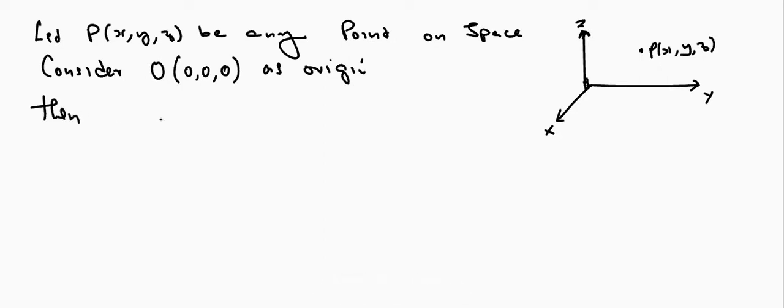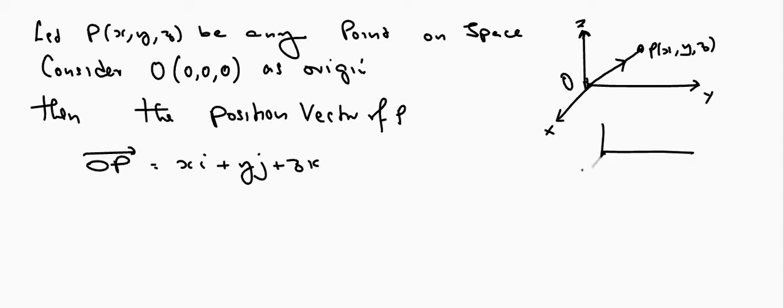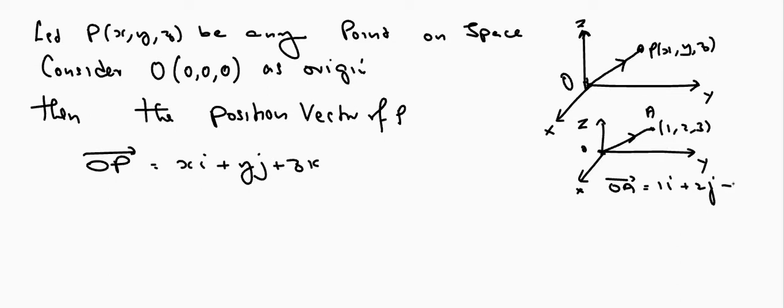Then the position vector of P, denoted by OP vector, is equal to xi plus yj plus zk. It is the line joining origin and the point P. That means if x, y, z are three axes and any point in space, let it be 1, 2, 3, if it is A, then the position vector of A, that is OA vector, is 1i plus 2j plus 3k.